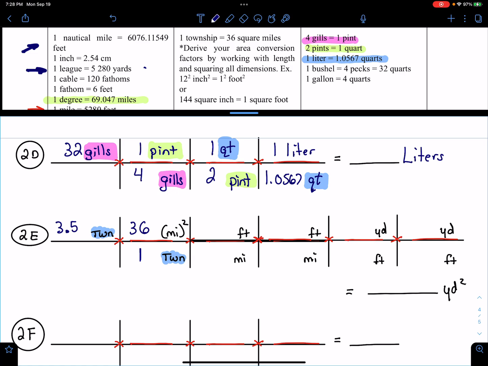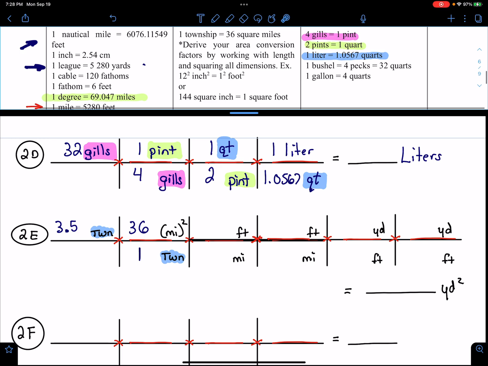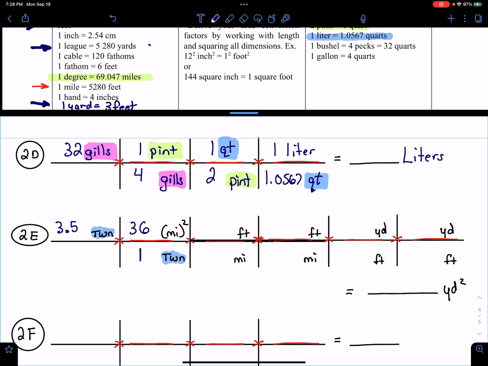Now, here's the part that you have to be really careful with, right? Because this thing is going from square miles, and then we're having to change it to square feet to square yards. So if it's squaring, that means you're going to do it twice. So if you have, let's see, what's our other distance? We've got to go miles to feet. And miles to feet, we've got this value right here, 1 mile, 5,280 feet. So let's put that in. So we have 1 mile, 5,280 feet.